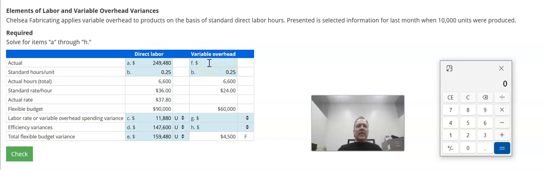So requirement F, they want to know the actual variable overhead. Well, we kind of have to work a little bit backwards here. We had budgeted for 60,000, and we had a $4,500 favorable variance. That means our actual cost for overhead was $4,500 less than what we budgeted. So we can take that shortcut here and just subtract that out, and that would give us $55,500.